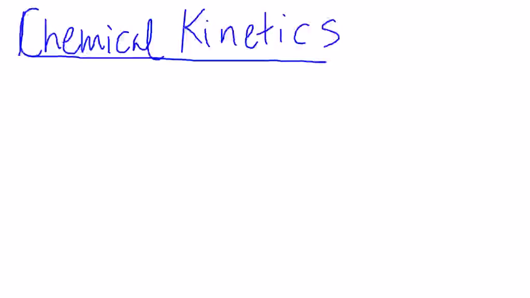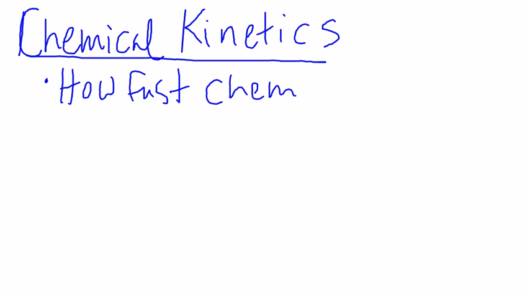Hey guys, here's the intro video to the next unit called Chemical Kinetics. And when you think about what kinetics means, it refers to motion. And chemical kinetics is the study of how fast chemical reactions occur. Not all chemical reactions occur at the same rate. There are some that move very quickly, and there are some which are incredibly slow.